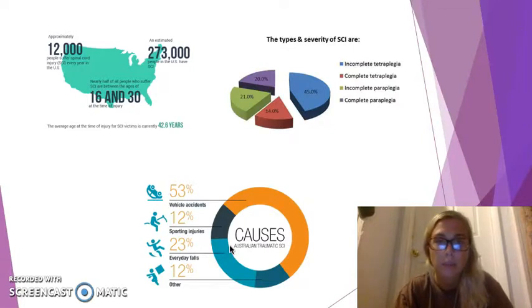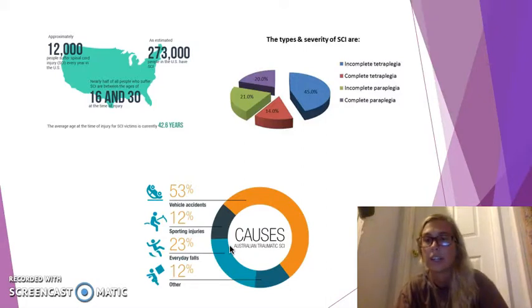So here are just some statistics. Approximately 12,000 people suffer from a spinal cord injury every year in the United States. And an estimated 273,000 people in the United States have a spinal cord injury. It says about half are between 16 and 30. The other diagram is basically showing the more common injuries. So an incomplete tetraplegia is the most common, and complete tetraplegia is the least common.